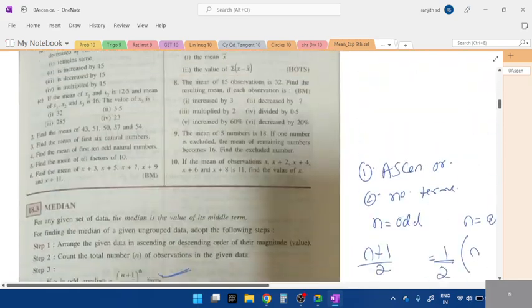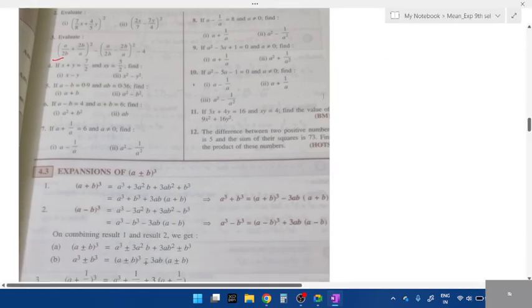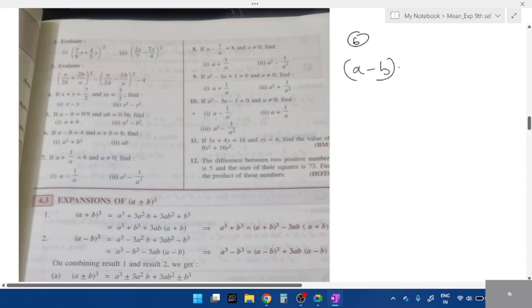We'll do some expansion questions. Do you remember the formulas? Okay. Tell me the formula. We will start with the sixth question. Look at the sixth one. What's the degree given? a minus b is how much? a minus b is 4. Next, a plus b is 6. You need to find a square plus b square and ab.